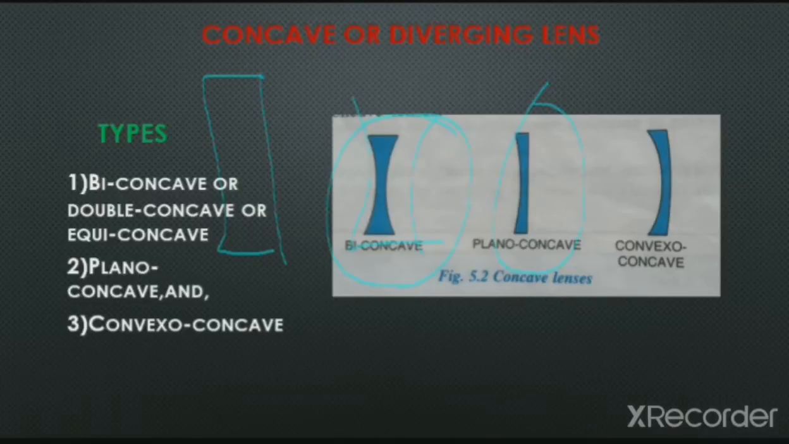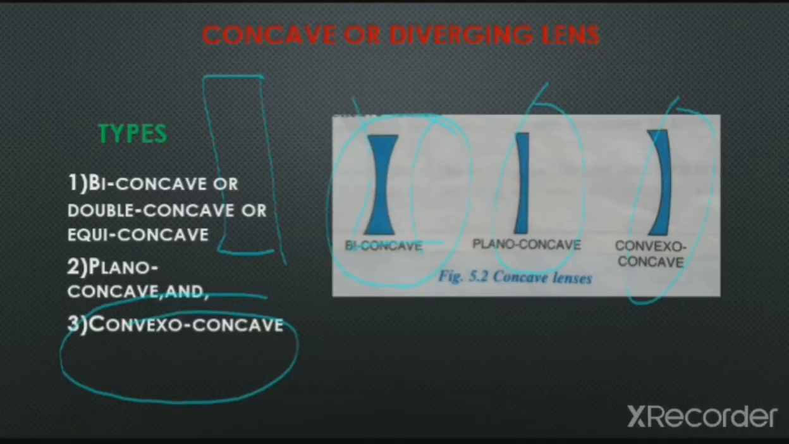Clear? Now the third type we have is convexo-concave. In the convex lens we had the concavo-convex, where the first surface was the concave one and the second surface was the convex one. Here the first surface is convex, and the second surface is concave. So when the first surface is convex and the second surface is concave, that lens is your convexo-concave lens. Clear? So this is the third type of lens.